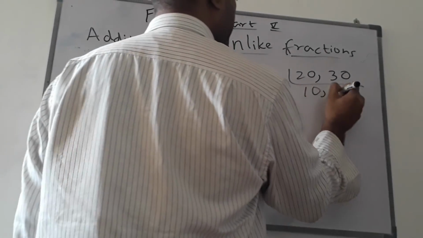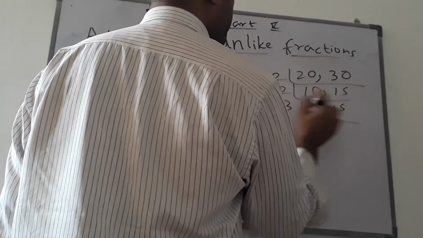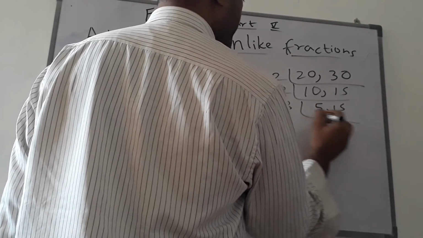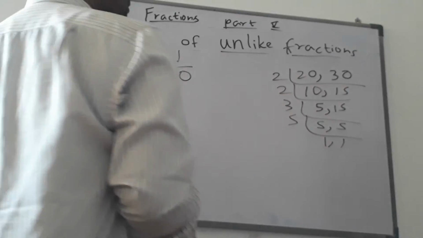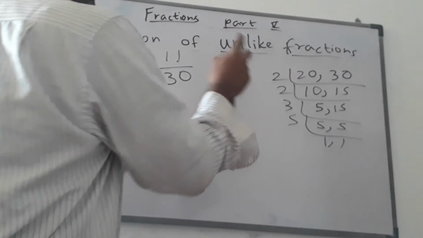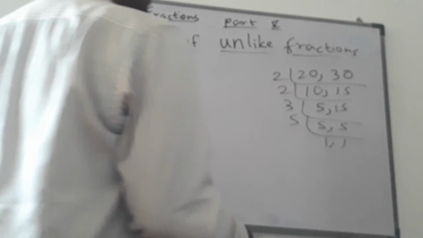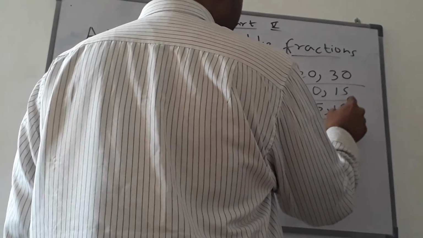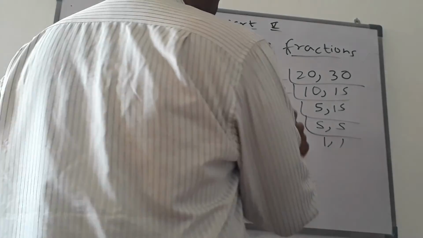20 and 30 both are divisible by the least prime factor, 2. Then we get 10 and 15. 10 is divisible by 2 as well, so we get 5 and 15. Then 15 is divisible by the next smallest prime factor, that is 3. 5 we keep the way it is, 15 is 3 times 5. Both are not divisible by 3 nor 2, so we have to divide by 5, the next prime factor. So it is like this.